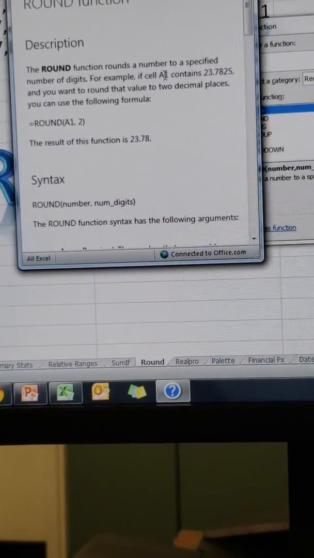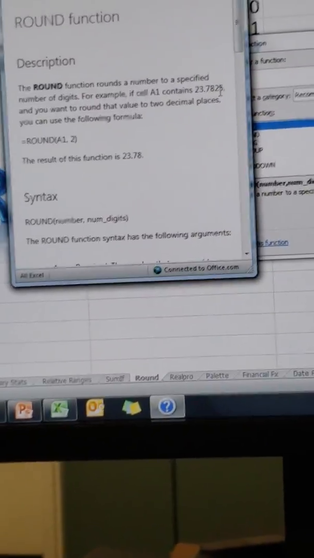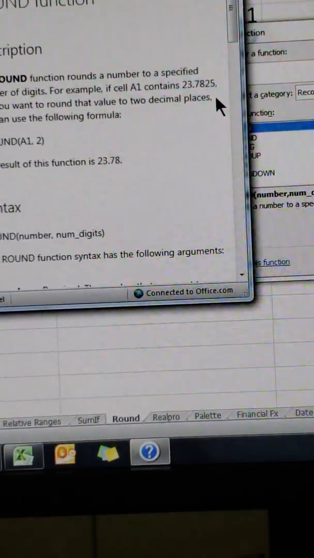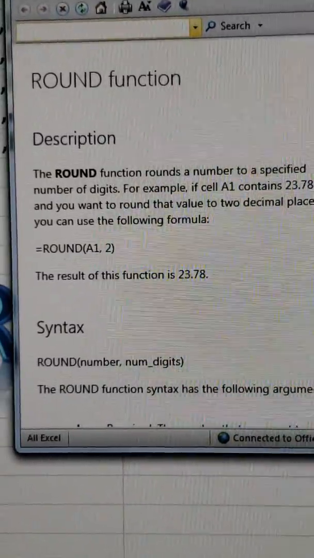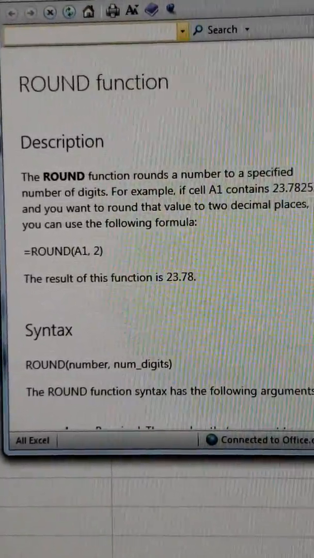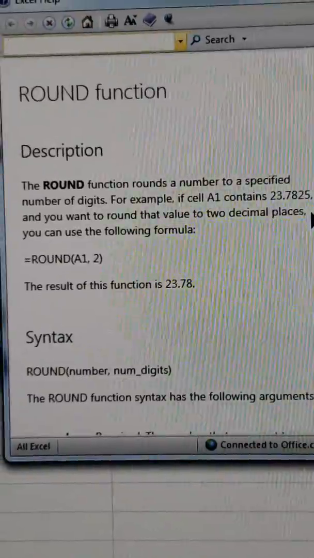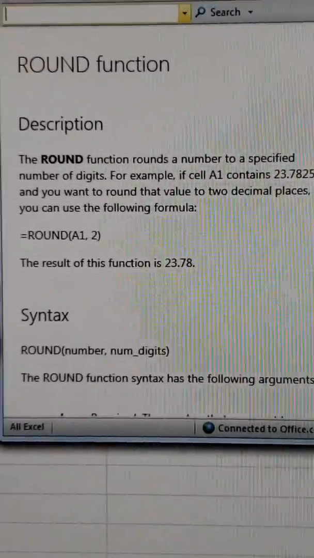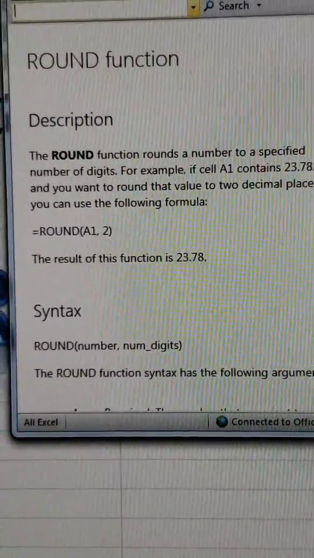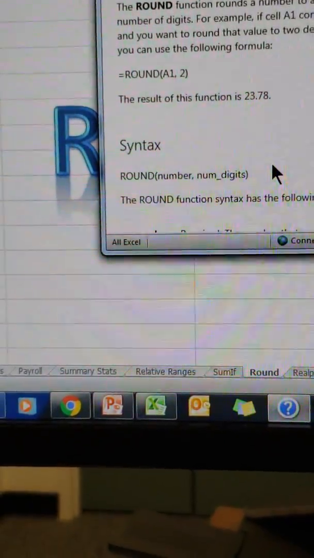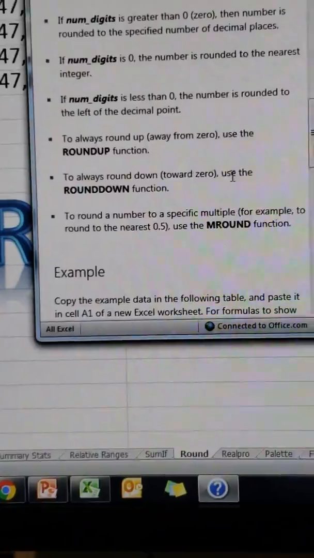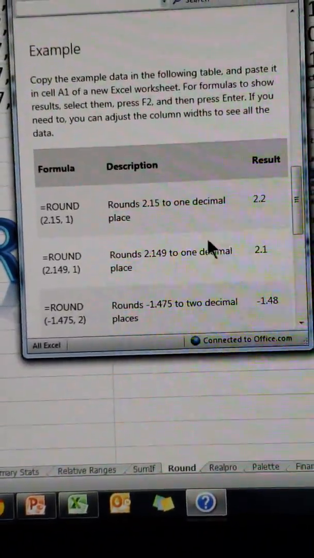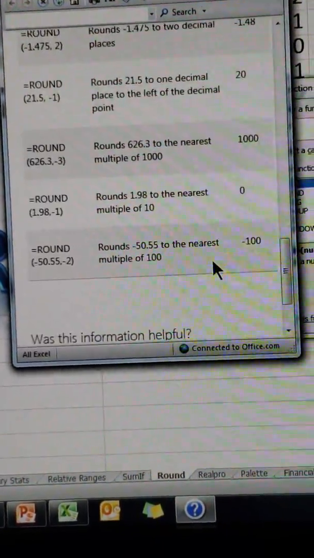And their example, if A1 contains 23.7825 and you want to round the value 2 decimal places, you can use the following syntax: equals round A1 comma 2. There's the end result, 23.78. Interesting. So they give you some other examples there. You can even copy this stuff and play around with it.